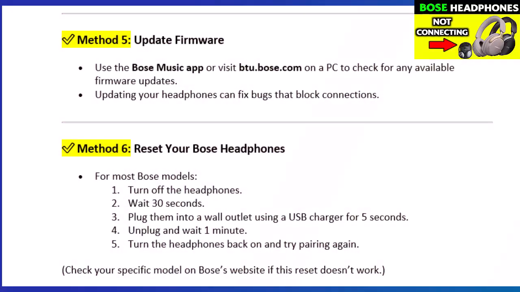Method 6. Reset your Bose headphones. For most Bose models: 1. Turn off the headphones. 2. Wait 30 seconds. 3. Plug them into a wall outlet using a USB charger for 5 seconds. 4. Unplug and wait 1 minute. 5. Turn the headphones back on and try pairing again. Check your specific model on Bose's website if this reset doesn't work.